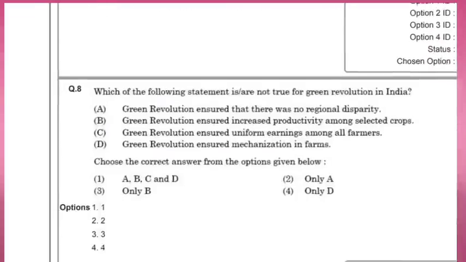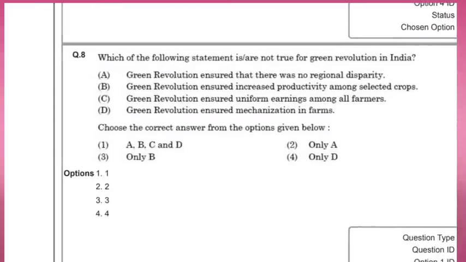And the next question: Which of the following statements is not true for the Green Revolution in India? This is a very important question, and the option is 3. Only B is the correct answer. The Green Revolution ensured increased productivity among select crops. Option 3 is the correct answer.